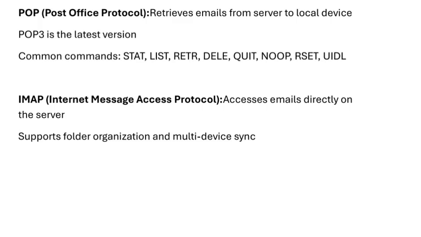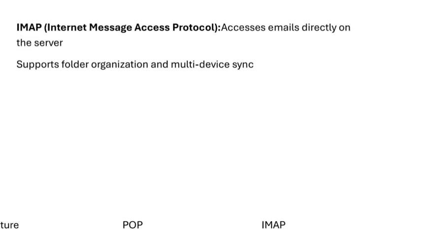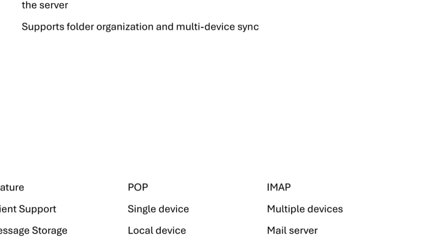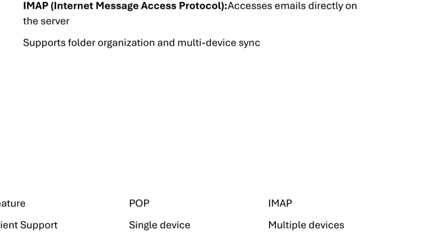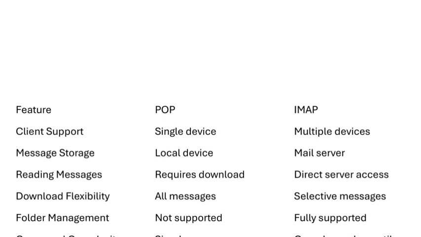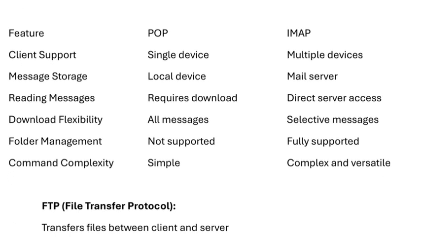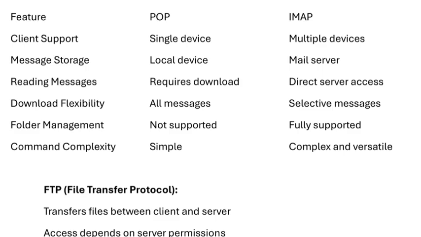IMAP, Internet Message Access Protocol, accesses emails directly on the server. Supports folder organization and multi-device sync feature. POP versus IMAP: client, POP supports single device, IMAP multiple devices. Message storage: POP local device, IMAP mail server. Reading messages: POP requires download, IMAP direct server access. Download flexibility: POP all messages, IMAP selective messages. Folder management: POP not supported, IMAP fully supported. Command complexity: POP simple, IMAP complex and versatile.